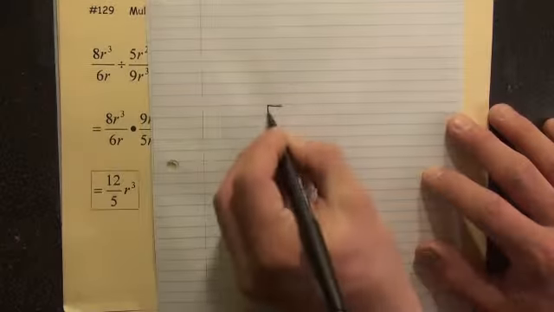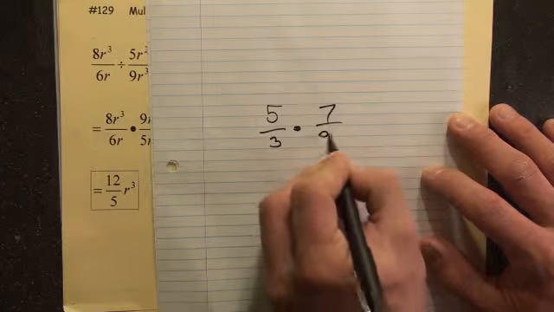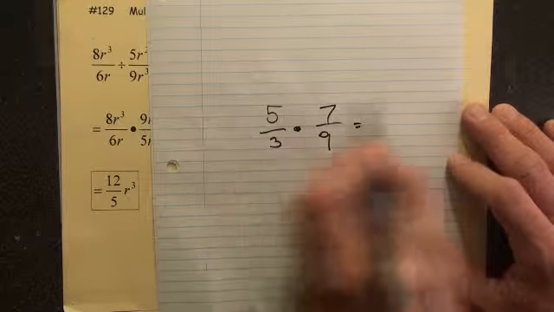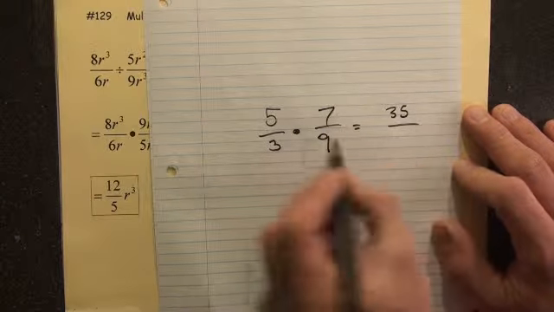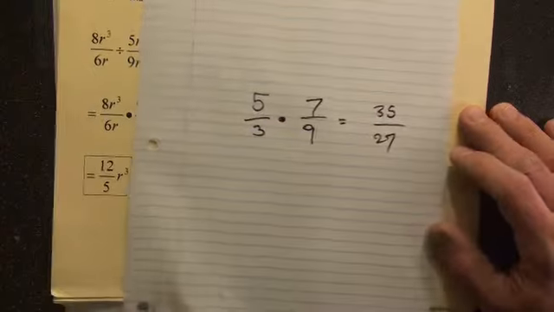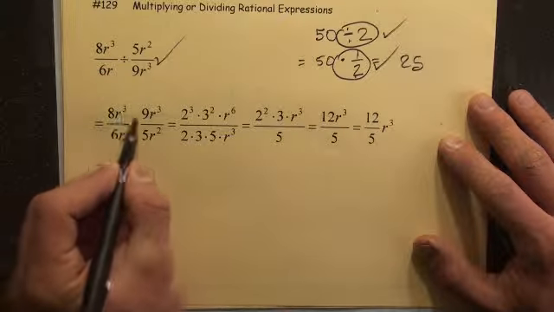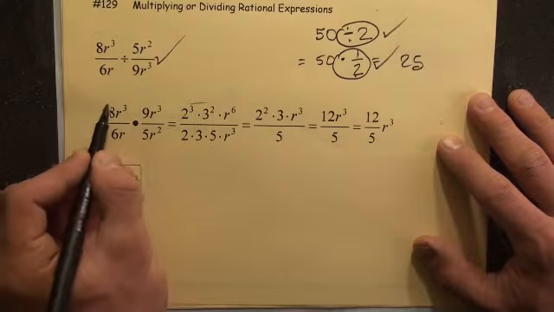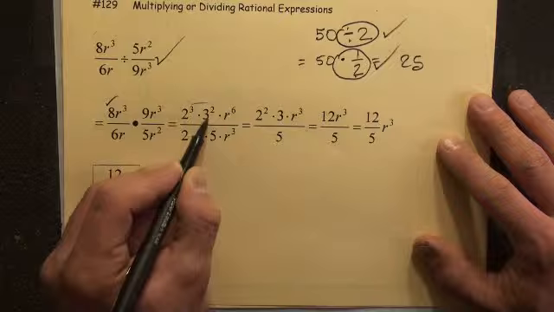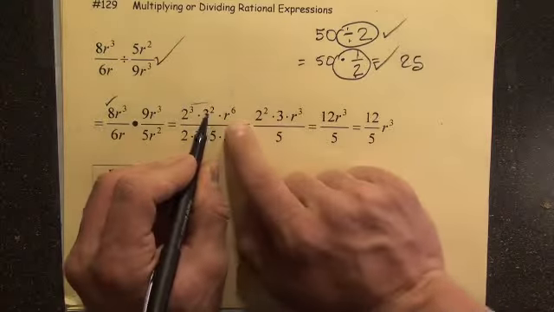Let's review. From way back in the day, whenever we did 5/3 times 7/9, we would just multiply across. 5 times 7 is 35. 3 times 9 is 27. Now, therefore, 8r cubed times 9r cubed is going to be this. What I've done is I've expanded. I changed the 8 to 2 to the third, changed the 9 to 3 squared, and r cubed times r cubed is r to the sixth.